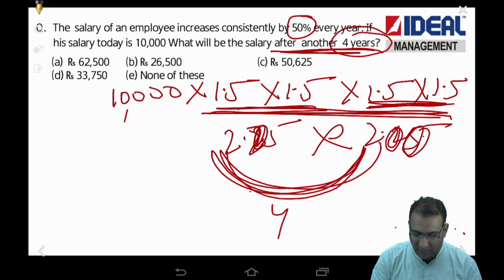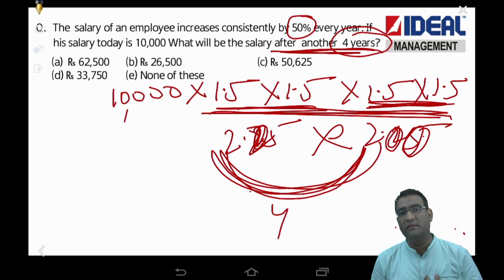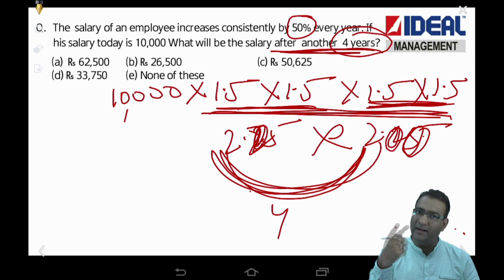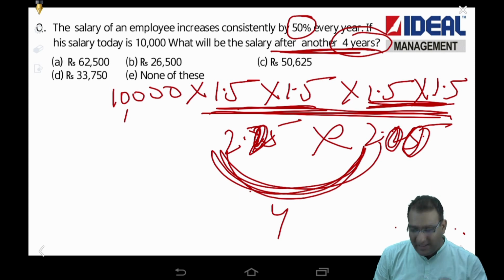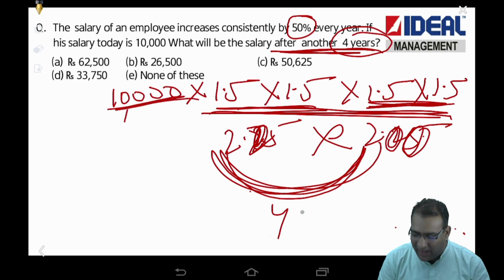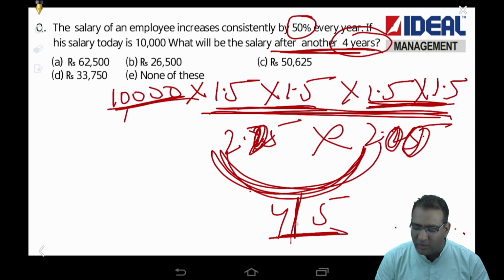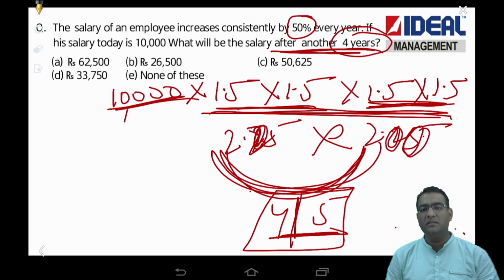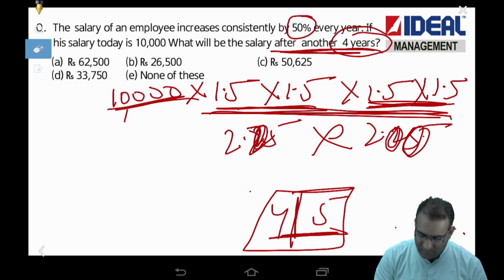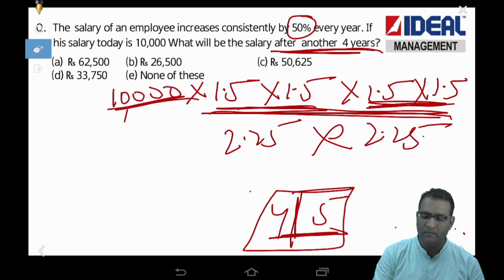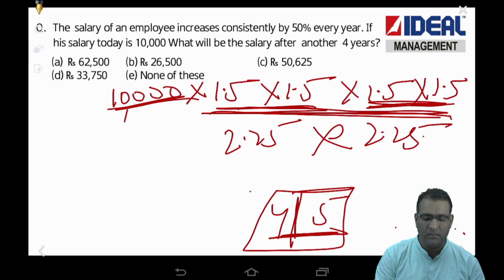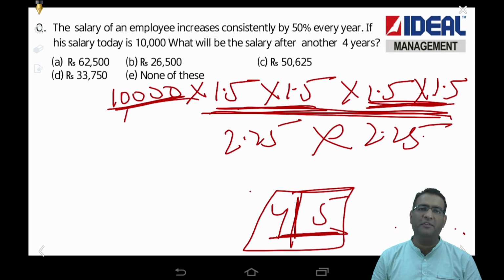Why? Because it was 2.25. Remember, I cannot do 2.25 into 2.25. Or you can do 2.2 into 2.2, which is 22 square. If you know the shortcut for squaring, that is also possible. But I know that my answer will be 10,000 into either 4 or somewhere 5. One of the two numbers. That's it. Hope you are able to understand this. Either 4 or 5, which means my answer should be approximately 40,000 or 50,000.